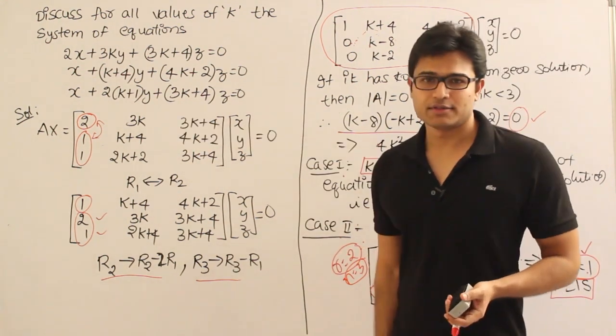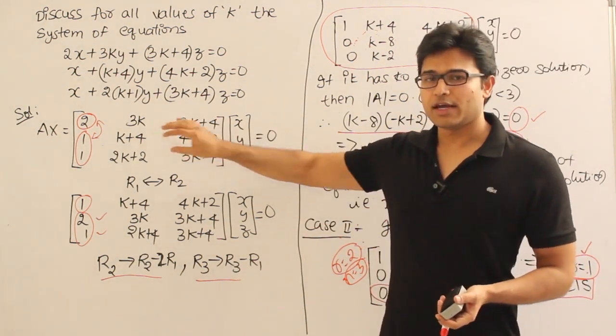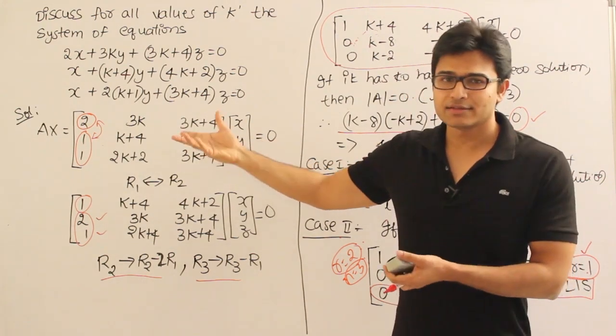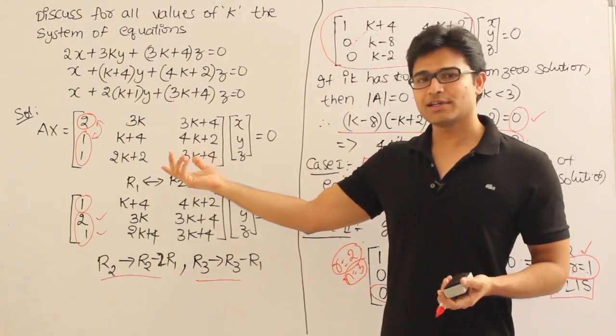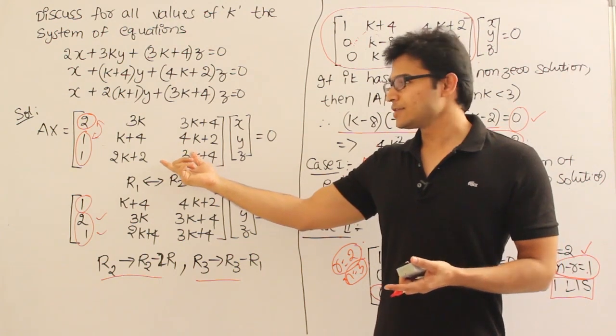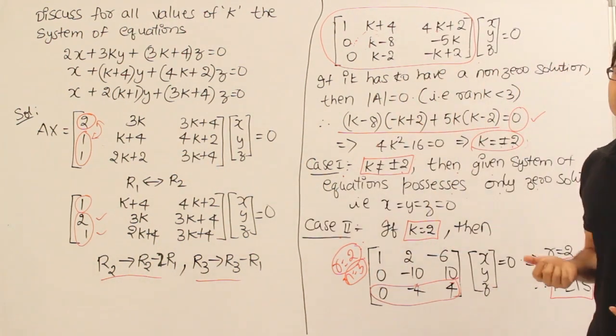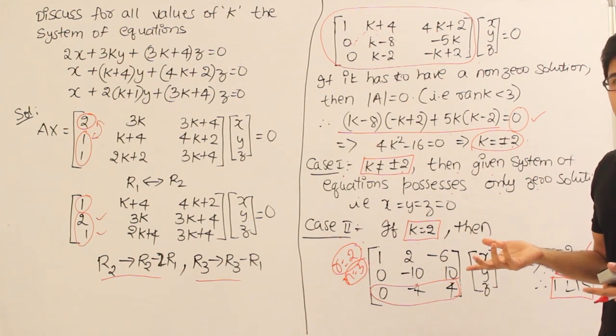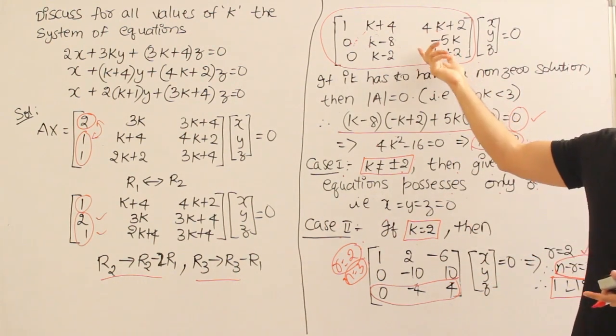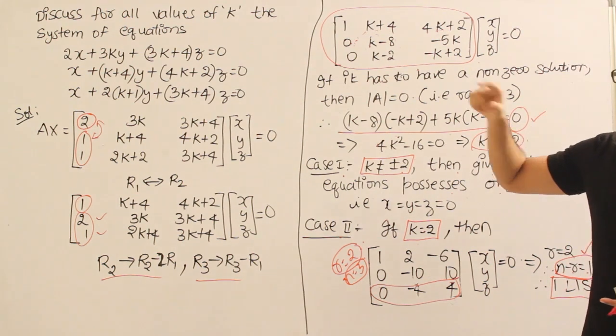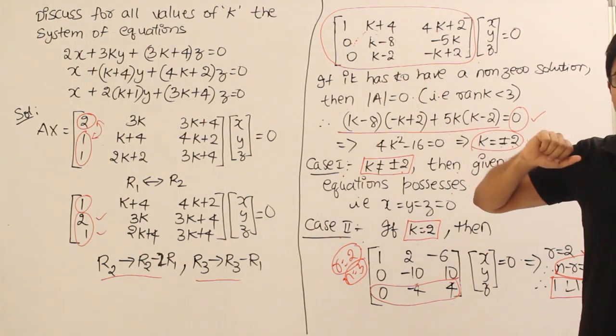There is a coefficient matrix that is given. Now they are asking for all the values of k. Just analyze this. What I am trying to do is see what happens if the determinant of this matrix is 0. If the determinant is 0, obviously we can say that the rank is less than 3. If it is not equal to 0, we can say that rank equals 3.